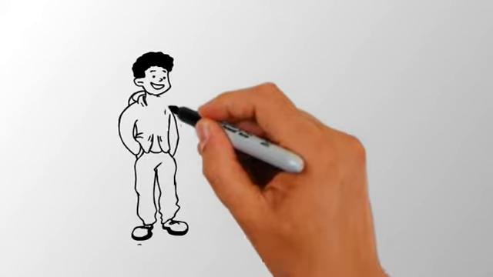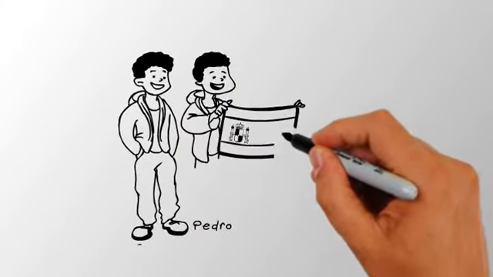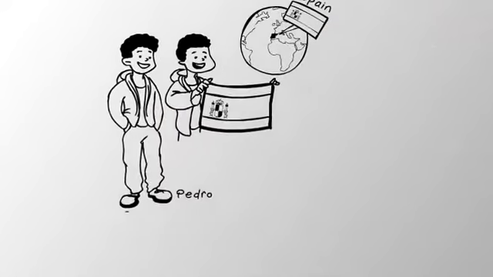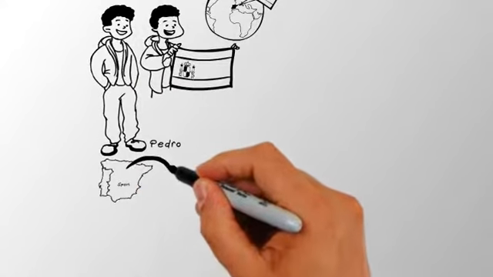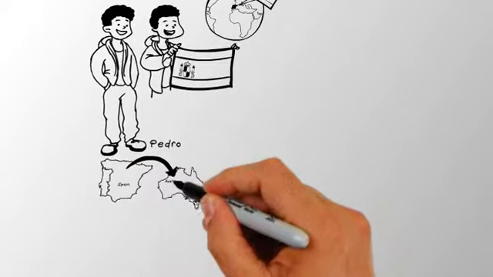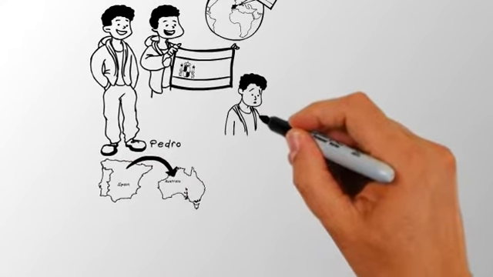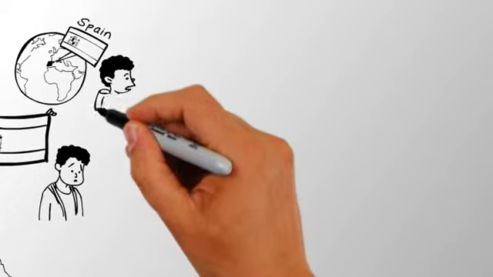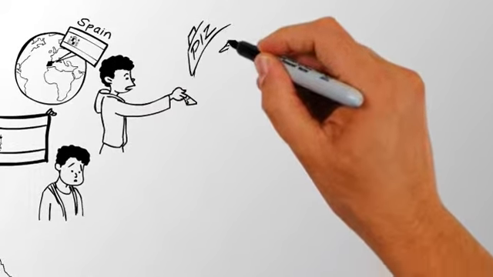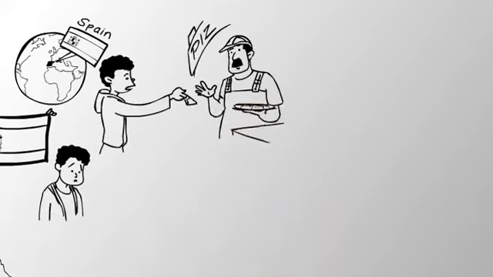This is Pedro. Pedro comes all the way from Barcelona in Spain. He's just moved to Australia and is keen to get settled in this beautiful country. But Pedro has noticed something strange. Whenever he goes into an Australian shop and tries to buy something, they won't take his money.